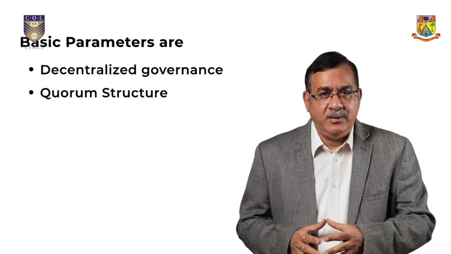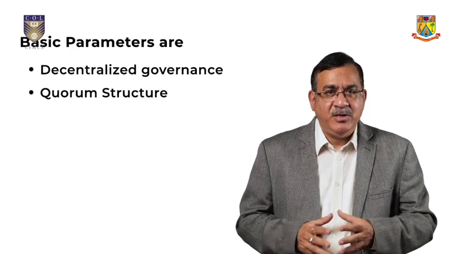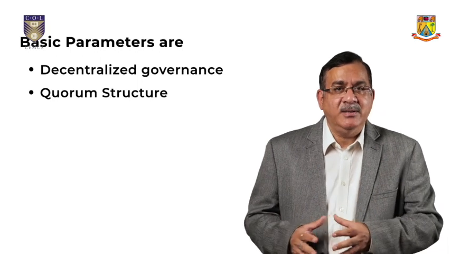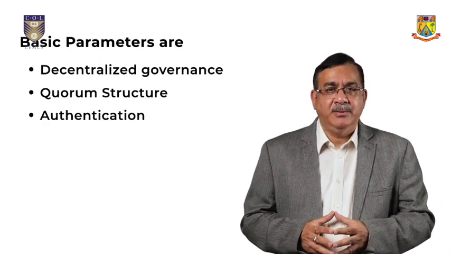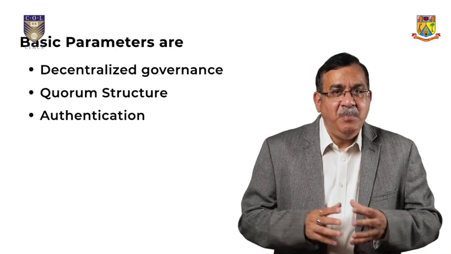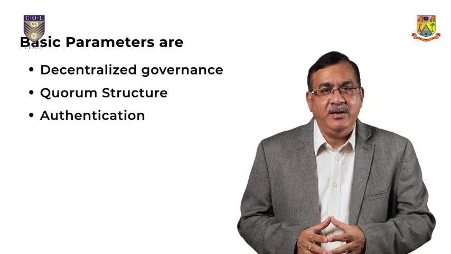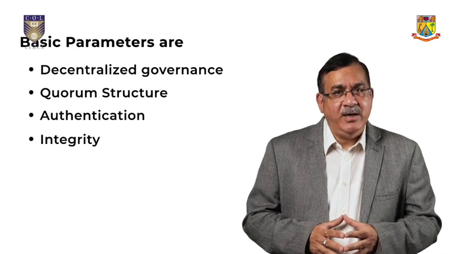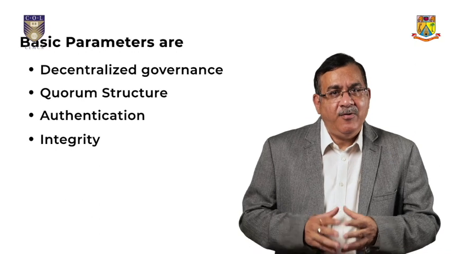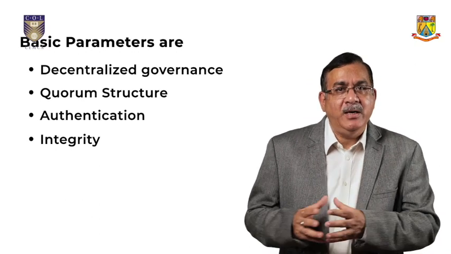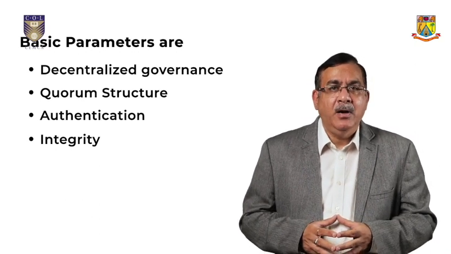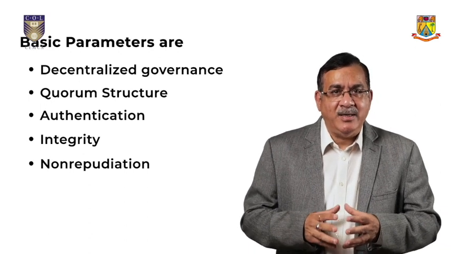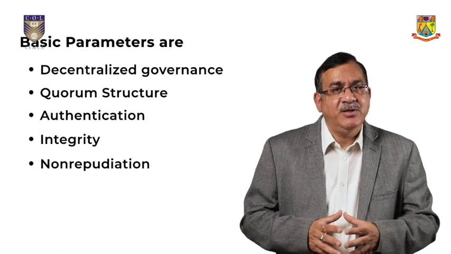A quorum structure: nodes exchange messages in predefined ways, which may include stages or tiers. Authentication: the process provides means to verify the participant's identity. Integrity: it enforces the validation of the transaction integrity, which could be done mathematically using cryptography. Non-repudiation: this provides means to verify that the supposed sender indeed sent the message.